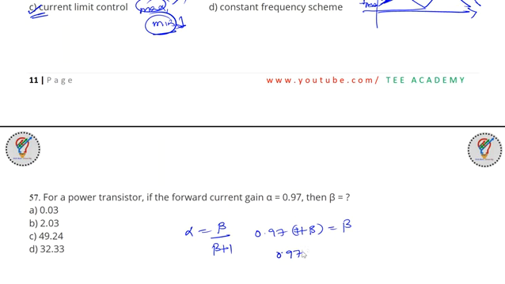So 0.97 is equal to beta of (1 minus 0.97). By solving this value, beta is going to be 32.33. Okay, so the answer 32.33 is the right answer. Okay, next one.